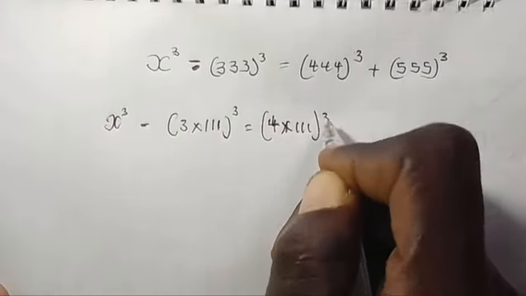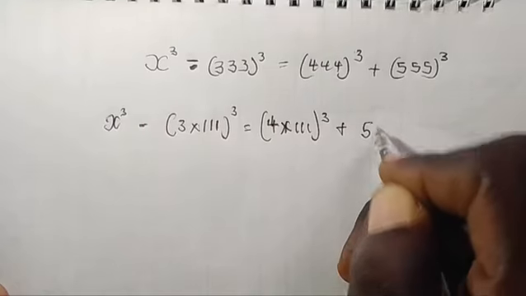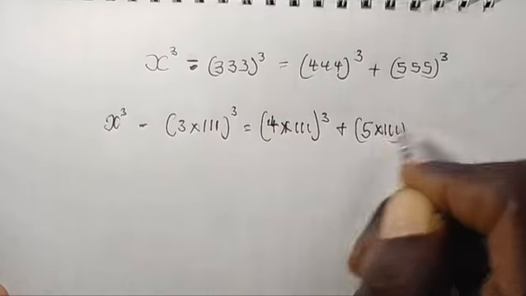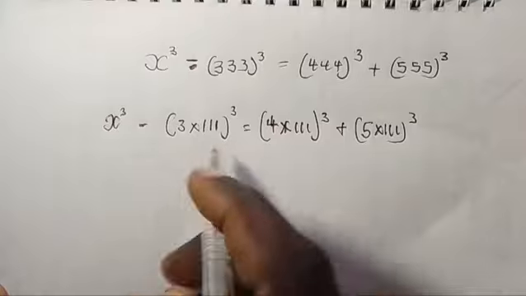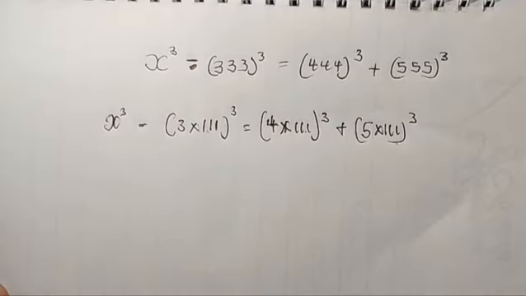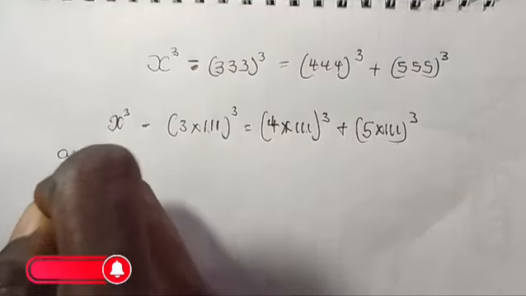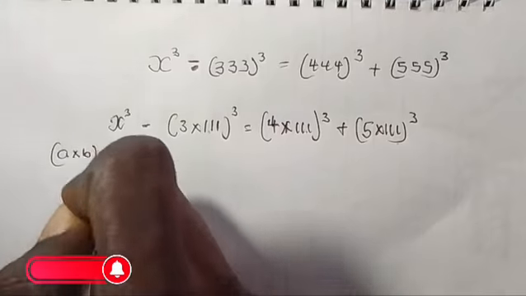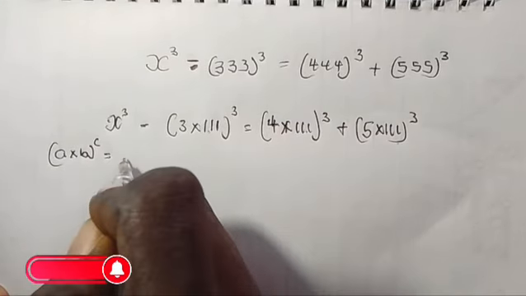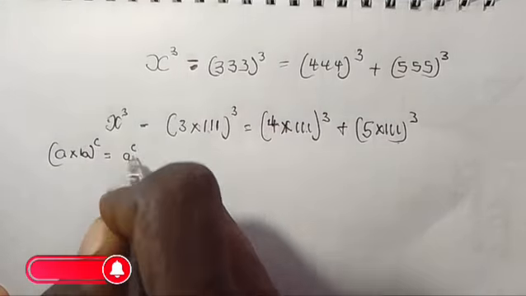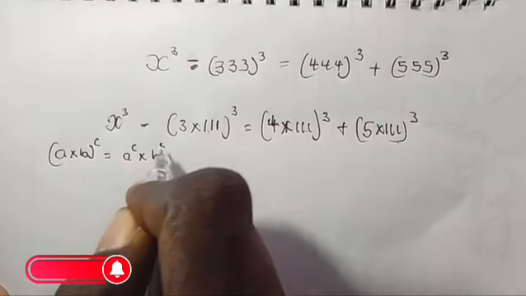111, all raised to the power of 3, plus here 5 multiplied by 111, all raised to the power of 3. If you look at these three now, 111 is common. But before we move to that, we're calling this the indices property. For instance, when you have a multiplied by b all raised to the power of c, you can write it as a raised to the power of c multiplied by b raised to the power of c.